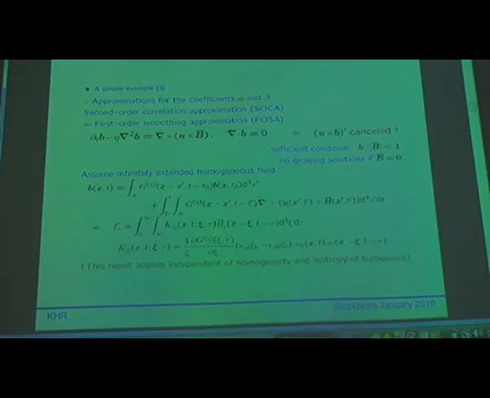By the way, this result applies independent of homogeneity and isotropy of the turbulence. I could now take this relation and calculate from it the coefficients alpha and beta. But I will proceed in another way. I will consider simple limiting cases and not start with this.